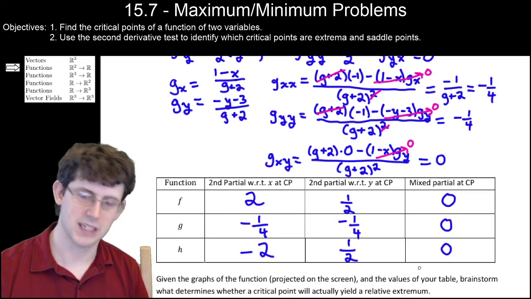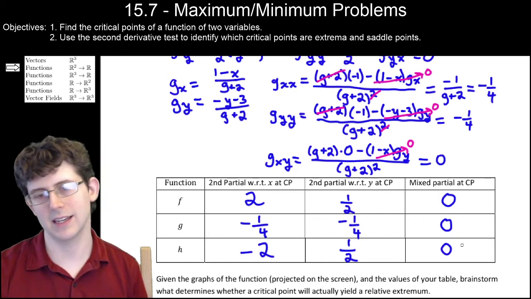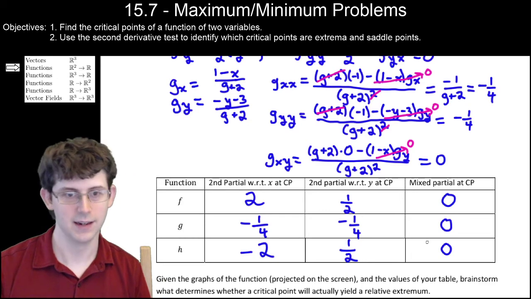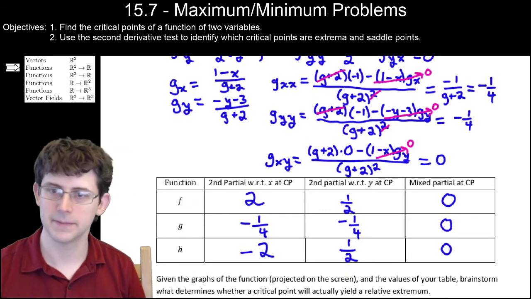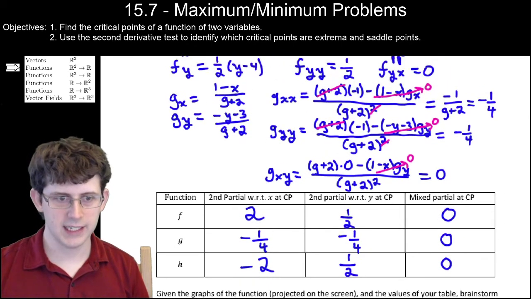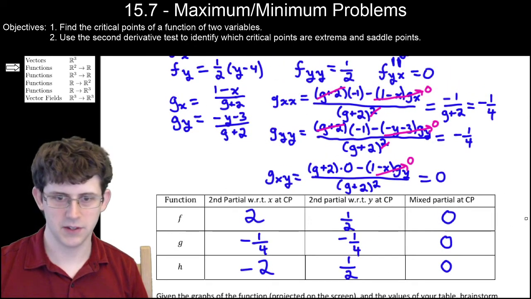This one also has a mixed partial of 0. This is pretty uncommon. They usually aren't 0. It's just for the purpose of introducing the second derivative test. This is easier to see. Okay, so let's get some pictures of these three functions.